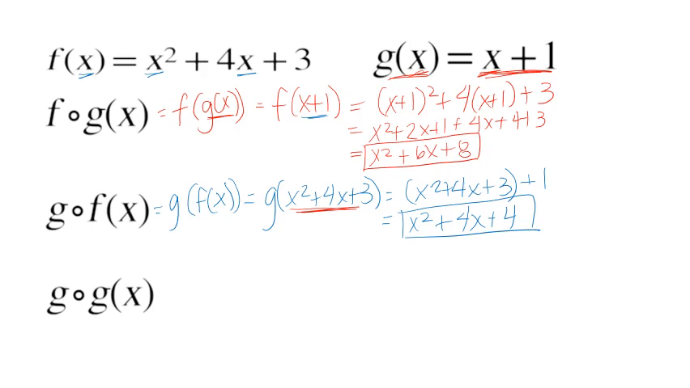Lastly, I'll do this one in green. For g of g of x, this would be g of x, which is x plus 1. So I'm going to take x plus 1. I'm going to plug it in anywhere that I see x up here in g of x. So I'd have x plus 1 and then plus 1. So really, in reality, this would be x plus 2.